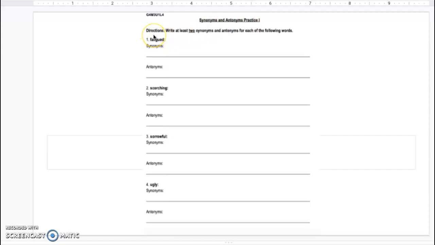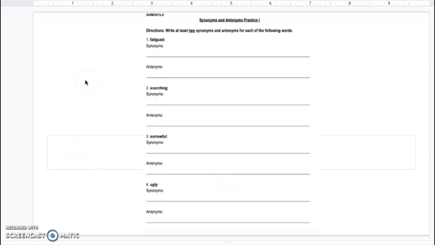Let's read the directions together. Write at least 2 synonyms and antonyms for each of the following words. I'm going to do the first 2 with you, and then you're going to do number 3 and 4 on your own. So pay attention.